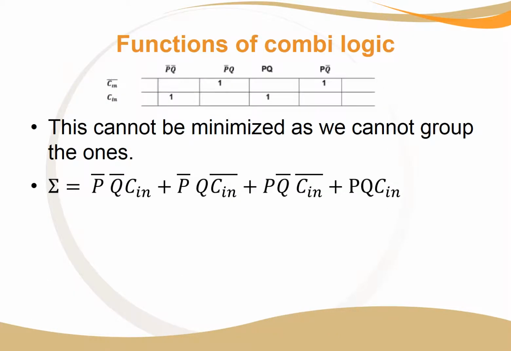Now, we're trying to minimize it. For the sum, the ones are arranged like this, which means we can't group more than one at a time, so it cannot be minimized. So the sum stays the same.